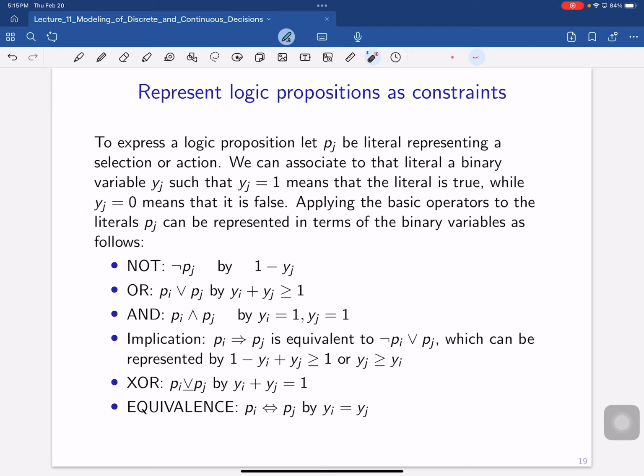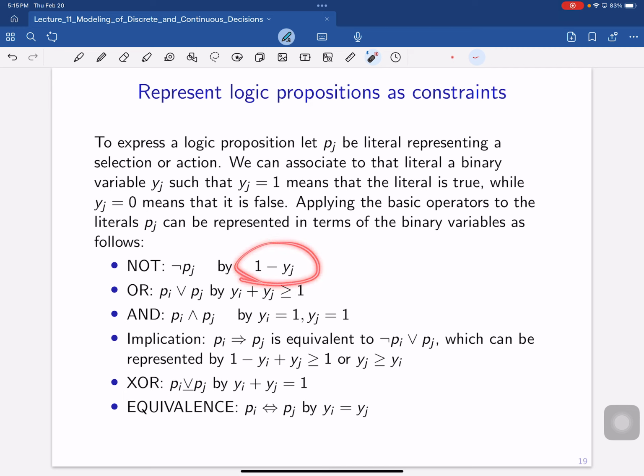So how do we translate all these logic conditions into linear equations or linear inequalities? What about not? If you have not Pj, then that means you can represent this as 1 minus yj.